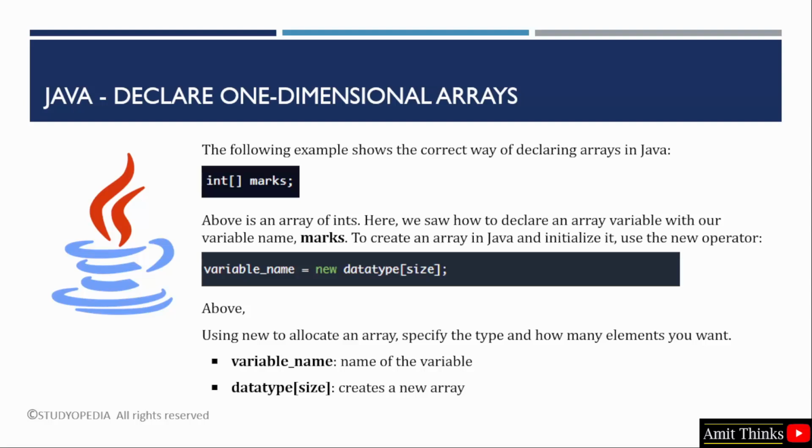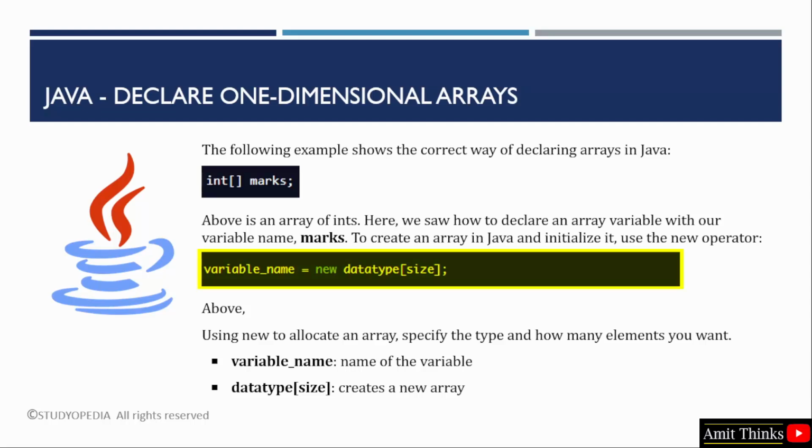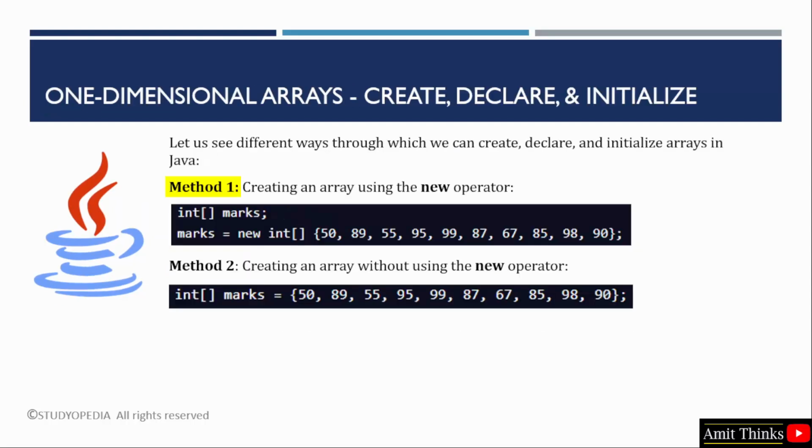So here we are seeing a way by using the new operator. Mention the name of the variable, then the new operator, after that mention the data type and then the size. Okay. Now we will see how to create, declare and initialize in different ways. First, method 1, you can create an array using the new operator like we saw before. It is like what we saw here. Okay. So when you declare an array with the new, can you see we did not mention the size?